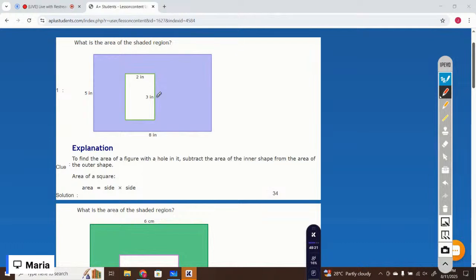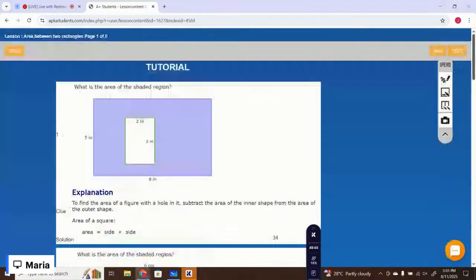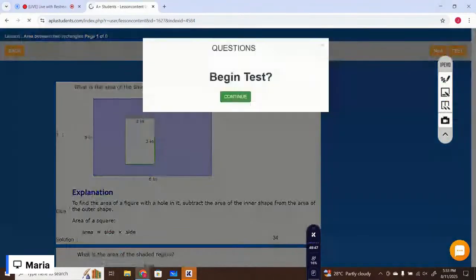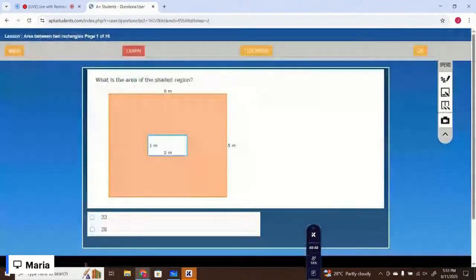So let's just calculate the areas. For the window, that is 3 times 2 is 6. For the wall, that is 8 times 5 is 40. You need the area of the colored portion, not the white one. So you need to subtract the area of the white from the colored portion. So 40 minus 6 is 34. Let's just start with the test questions.